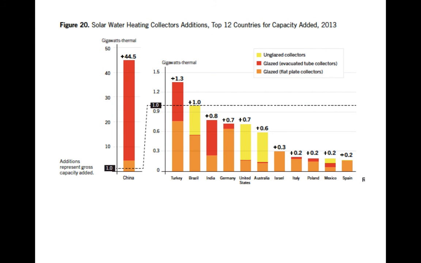If you look at additions, China, very large addition in 2013, followed by Turkey. But again, these two charts are on different scales, and that just goes to show you the magnitude of the investment that China is doing in these kinds of renewable energy. Turkey, Brazil, India, Germany following China, but at a very much smaller scale.